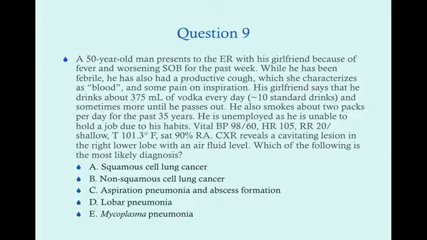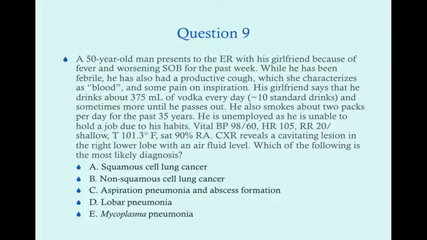Vitals show blood pressure of 98/60, heart rate 105, respirations 20 and shallow, temperature 101.3, saturation 90% on room air. Chest x-ray reveals a cavitating lesion in the right lower lobe with an air fluid level. Which of the following is the most likely diagnosis? A. Squamous cell lung cancer, B. Non-squamous cell lung cancer, C. Aspiration pneumonia and abscess formation, D. Lobar pneumonia, or E. Mycoplasma pneumonia.